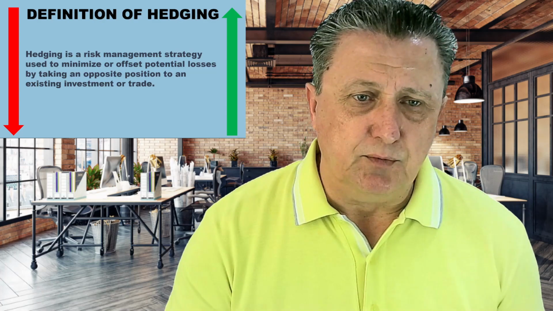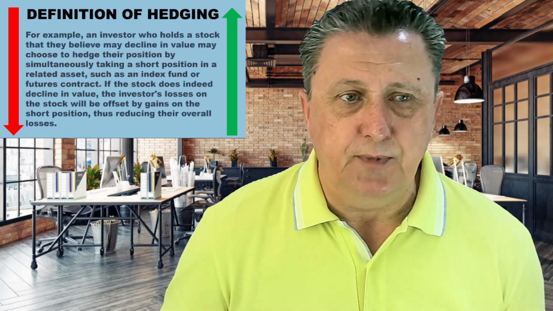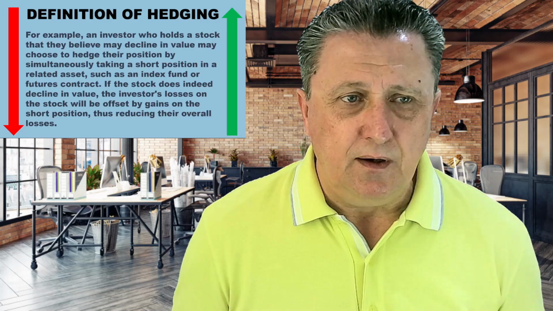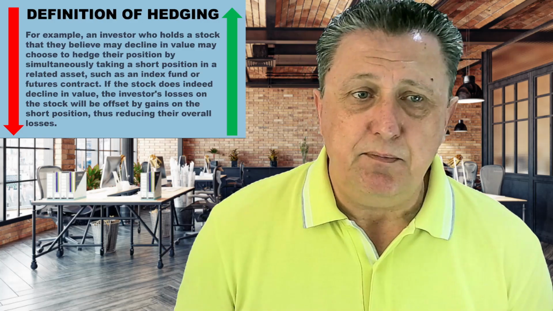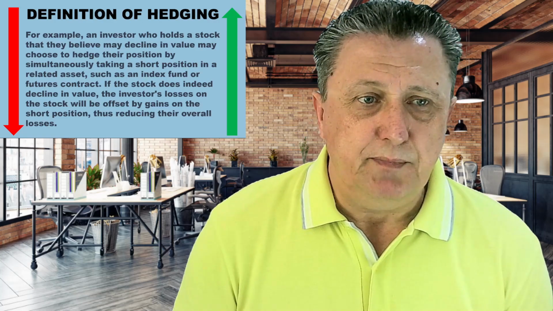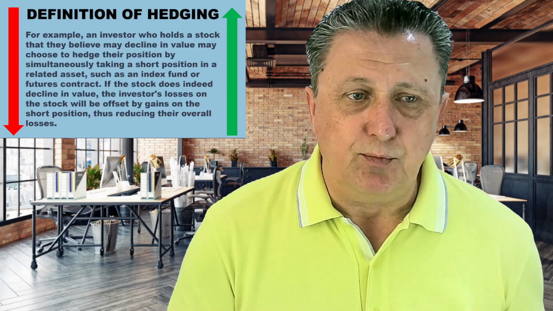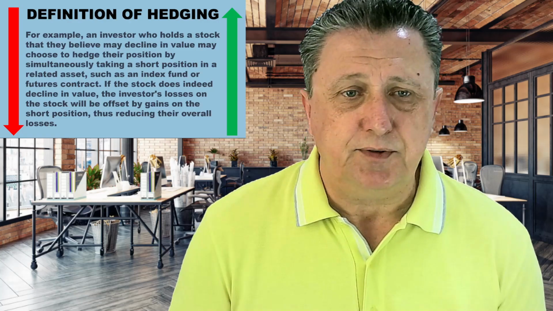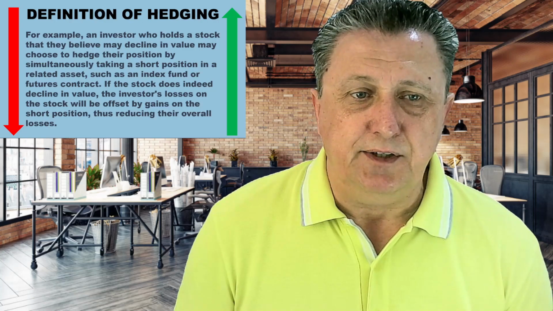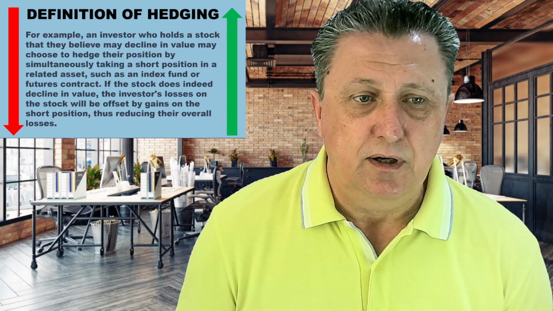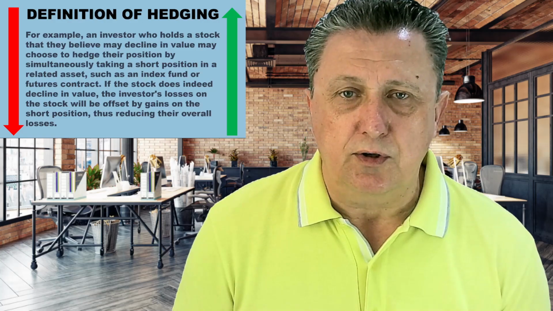And obviously we also asked ChatGPT, can you give us an example? And it came up here with the example of an investor who holds a stock that they believe may decline in value, and may choose to hedge their position by simultaneously taking a short position in a related asset, such as an index fund or a futures contract. If the stock does indeed decline in value, the investor's loss on the stock will be offset by gains on the short position, thereby reducing the overall losses.